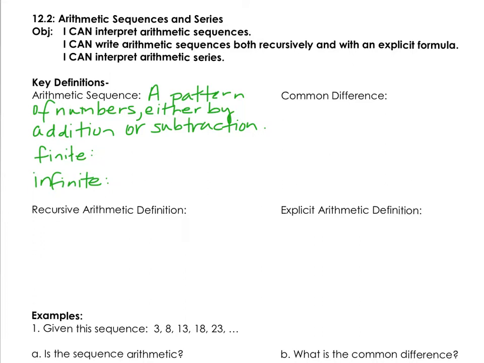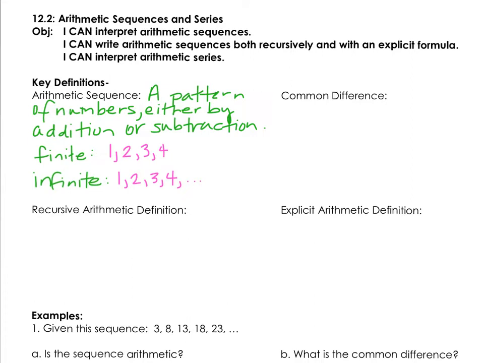The first is arithmetic sequence, a pattern of numbers either by addition or subtraction. Two types of arithmetic sequences that we will work with are finite and infinite. A finite sequence is a sequence that has a start and end value, like the pattern 1, 2, 3, and 4. That would be a finite pattern because it stops at the number 4. An infinite pattern will be noted by the same kind of commas, 1, 2, 3, and 4, but you'll indicate infinite with a three-dot pattern at the end of your sequence.